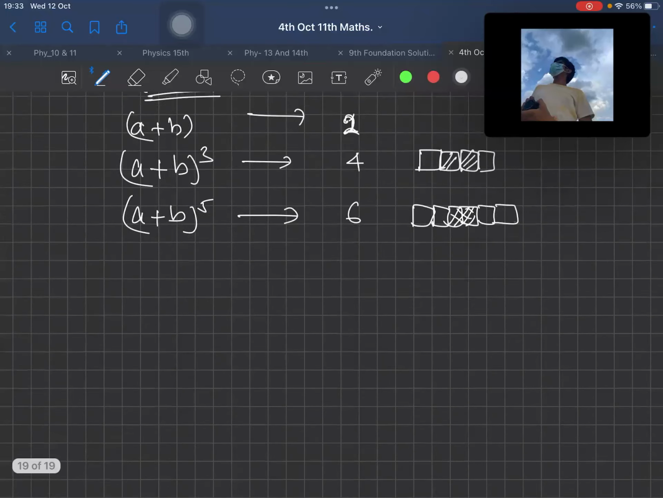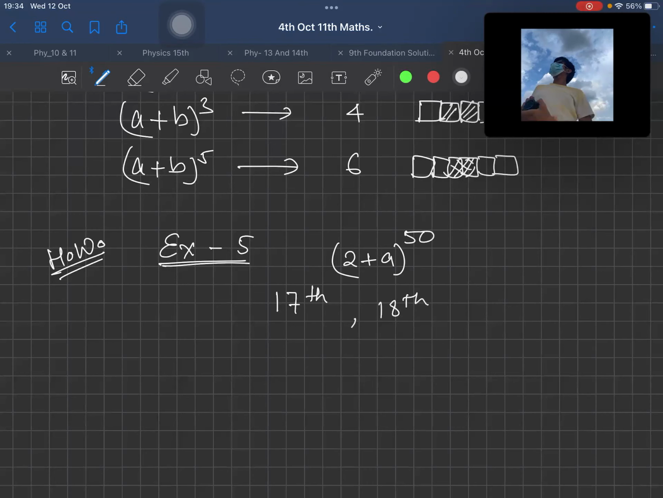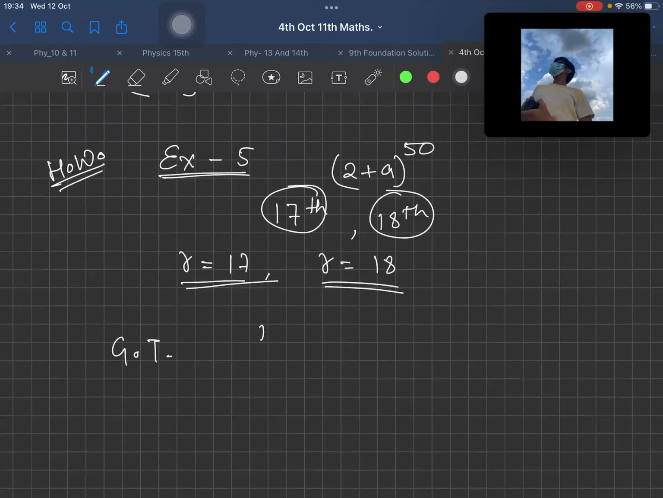Okay. So for your homework, try to do example 5. It will take another class and we'll be done with this binomial theorem, and we'll take one more class for discussing all the problems if you have doubts. In example 5, you have to find 17th term and 18th term in 2a plus 2 to the power of 50. That means r is equal to 17 and r is equal to 18. Whatever term you need to find, when you are writing the general term, nCr a to the power of n minus r b to the power of r, that means you are writing the rth term. So if you have to find the 17th term, you will replace r by 17. If you need to find the 18th term, you will replace r by 18. That's it. I hope you understood this.